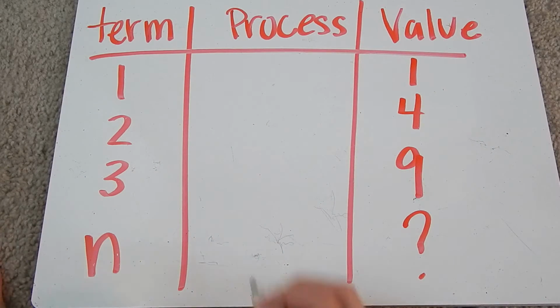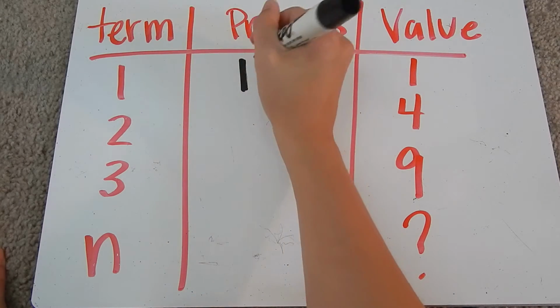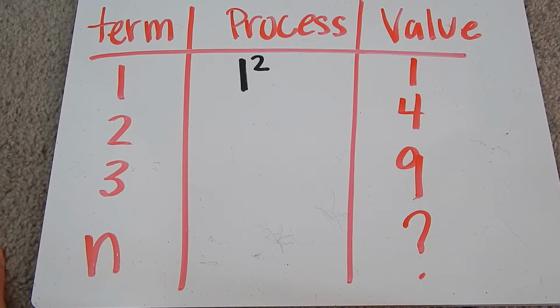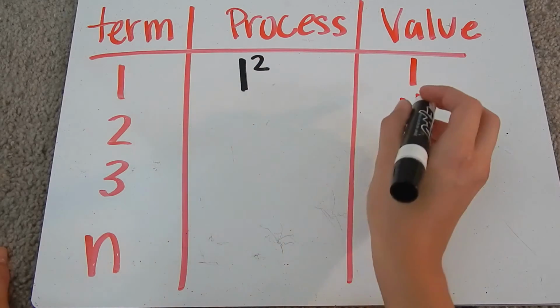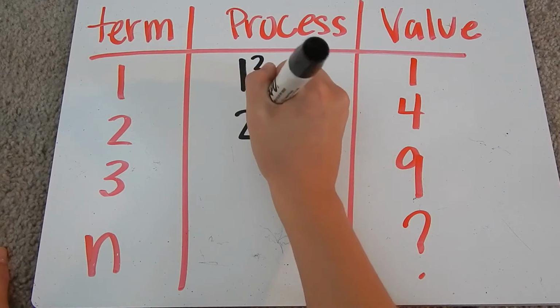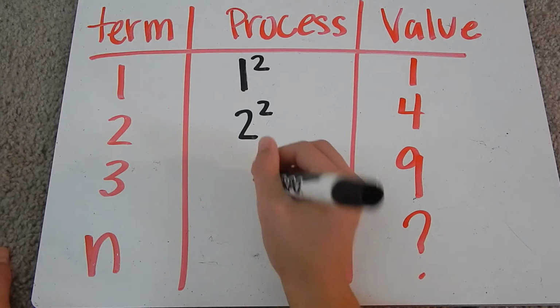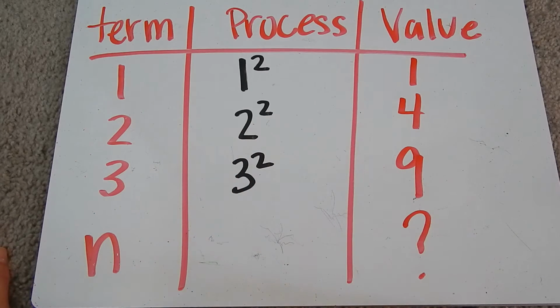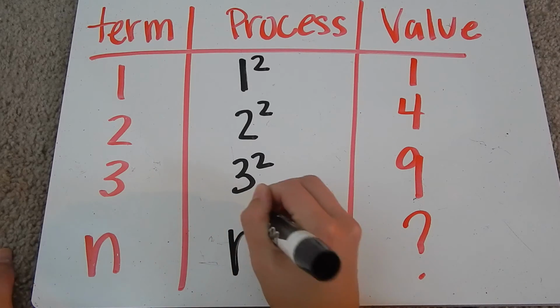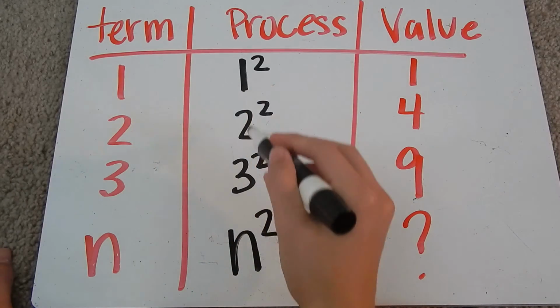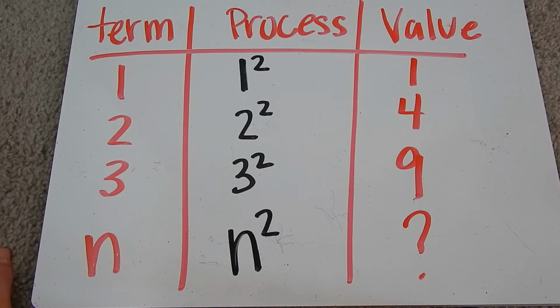But I can take my term and square it, get to my value. 1 squared is 1. 2 squared is 4. 3 squared is 9. So you can kind of guess and check to see what's going to get you to the value that you want. Then our nth term, of course, would be n squared. We just replace the term number with our n. Now you can find any term.